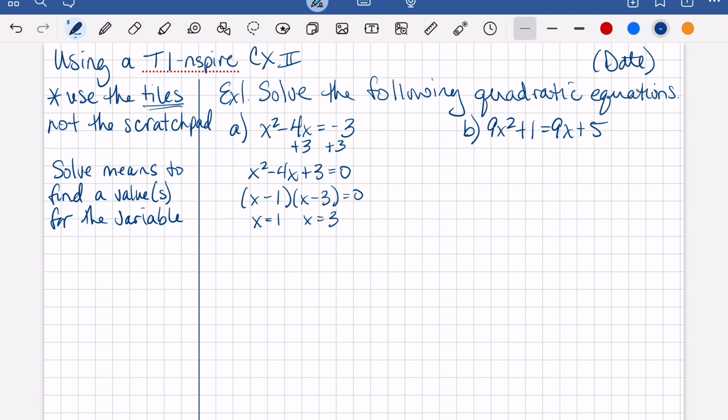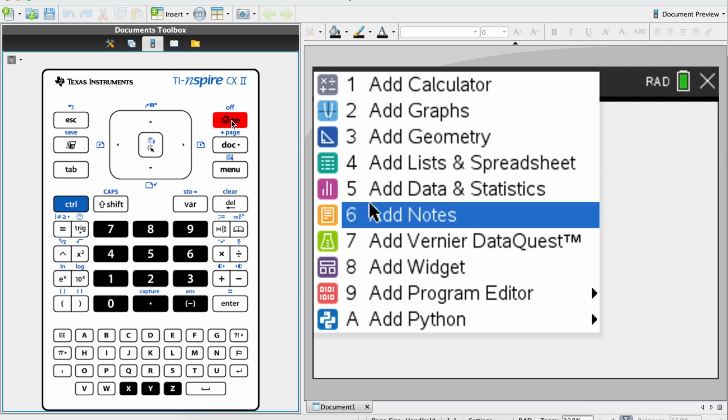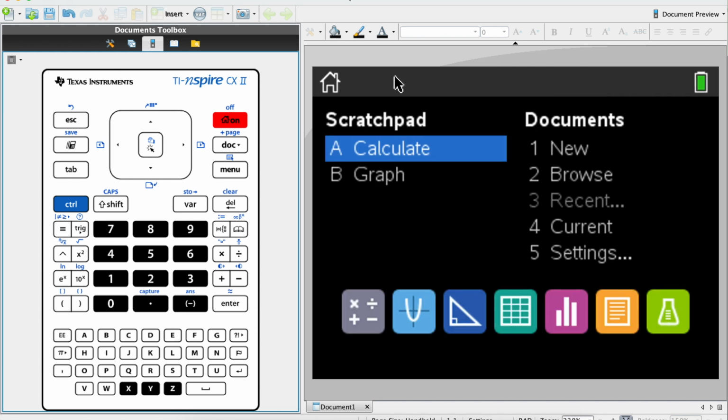Now, just because I can do that by hand, I'm going to show you how to do it on the calculator, and then my answers should match. On your calculator, what you will see is the home screen. You have 2 options, and this is what I said. Please don't use the scratch pad. What I want you to use is the tiles at the bottom.